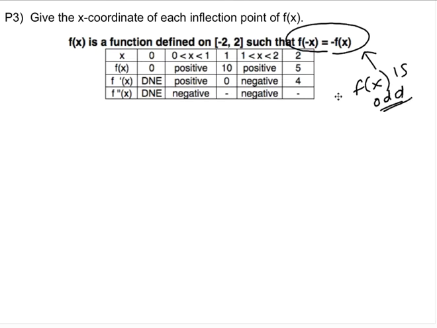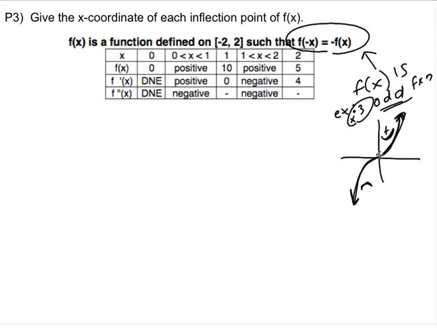Now, what does it mean to be an odd function? A classic example of an odd function is x cubed, which would look like this. If we look at this example of x cubed, on this side we have concave up, and here we have concave down. And this thing is rotationally symmetric about the origin.